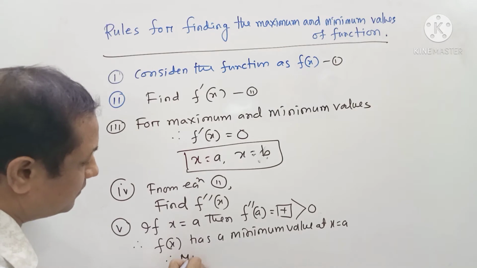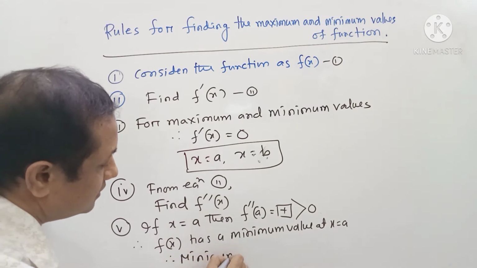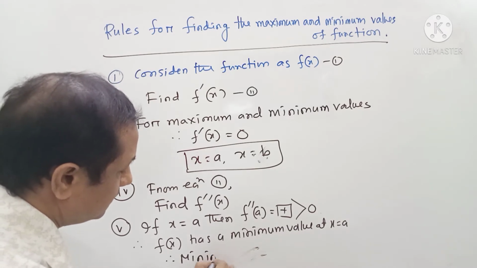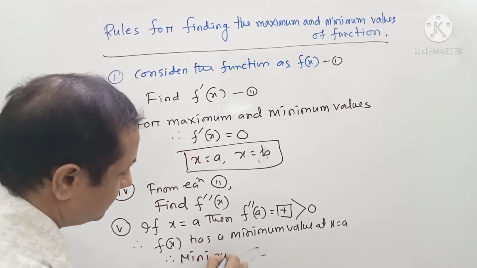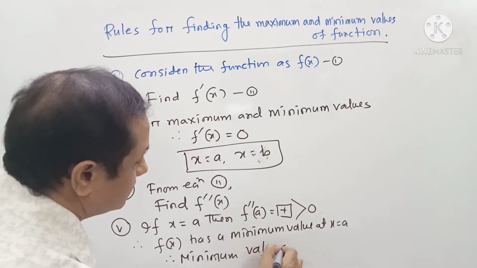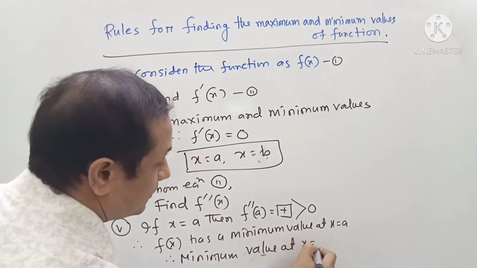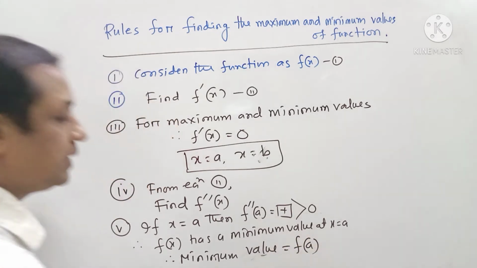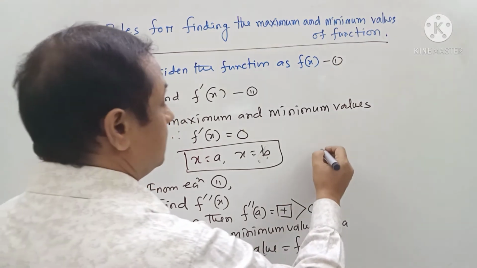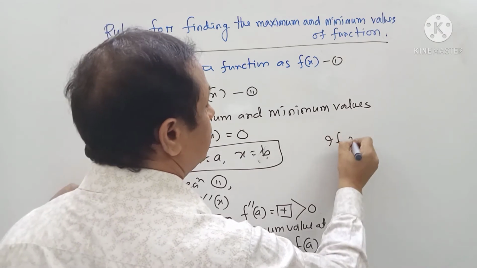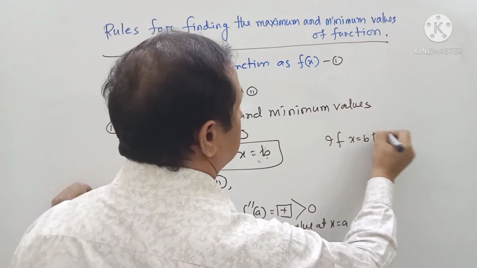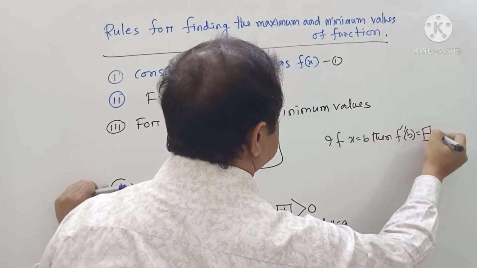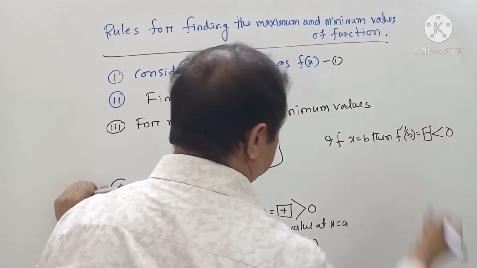So the required minimum value is f of a. Again, if x equals b, then f double prime b, if the value of f double prime b is negative, less than 0.